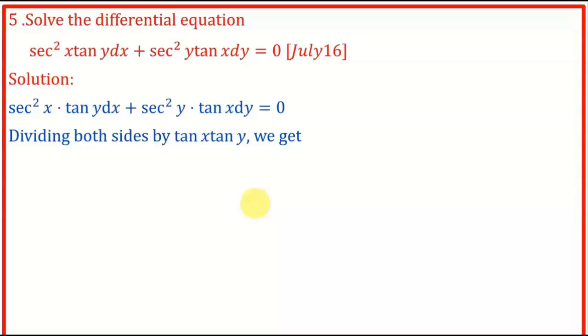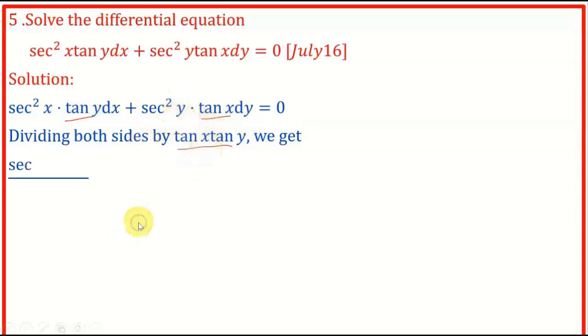Now what are we doing here? For the variable separable, which terms do we not require here? Tan y. And here we do not require tan x. Therefore we divide this whole equation by tan x into tan y. Here tan x into tan y gets cancelled. You will get sec square x upon tan x. And what about here? Sec square y upon tan y.